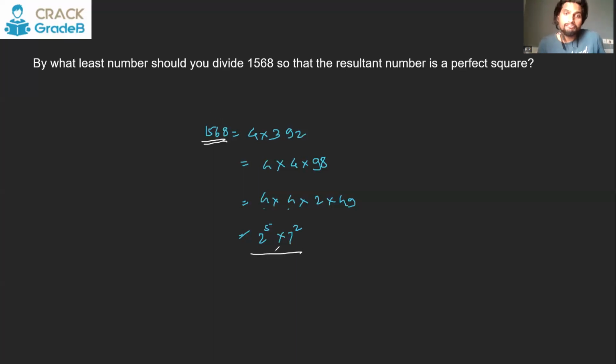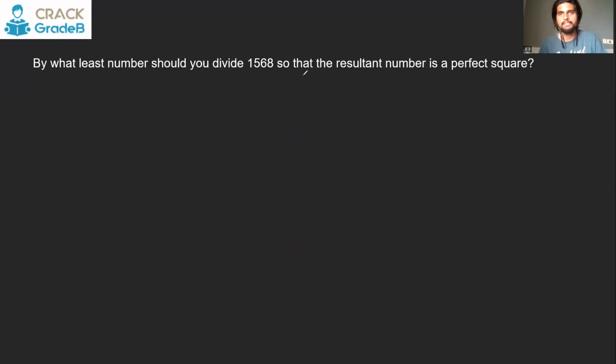By what number should you divide it so as to make a perfect square? A number is a perfect square if all the powers of primes are even. This is already even. This is not yet even. So if we have to make it even, you'll have to divide it by 2. Once you divide it by 2, the power will become 4. So the answer should be 2. If you divide it by 2, it becomes 784, which is a square of 28. So that means 2 is the number. Easy?